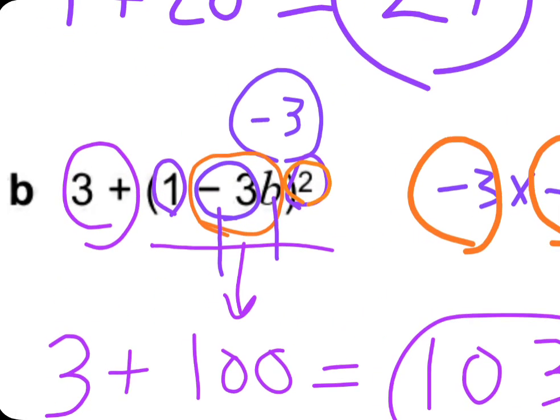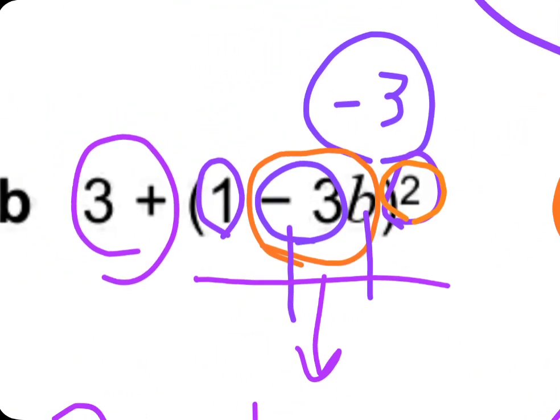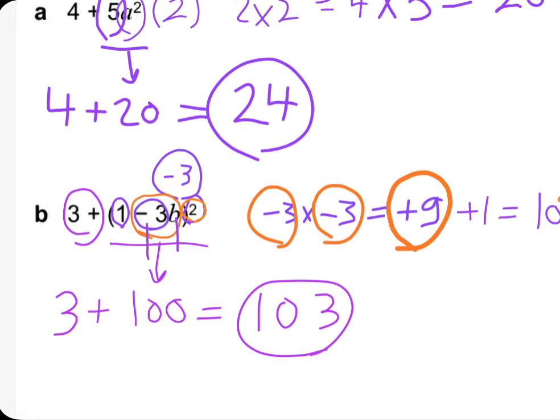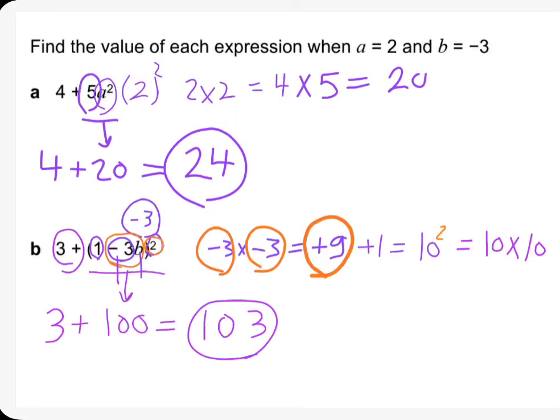Now, to review steps together, first, we put negative 3 instead of b here, and then we multiplied by negative 3, and we got positive 9. Positive 9 plus 1 equals 10. 10 squared equals 100. And then 100 plus 3 equals 103. And these are the steps of answering expressions like that.